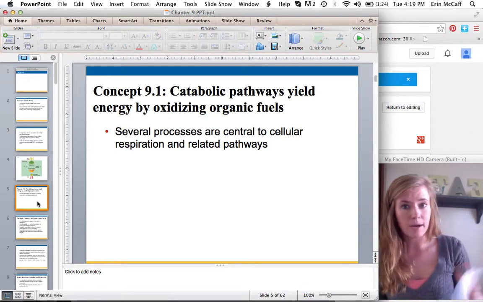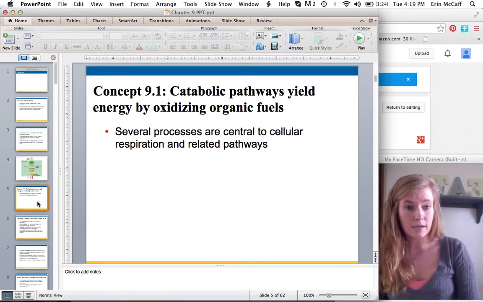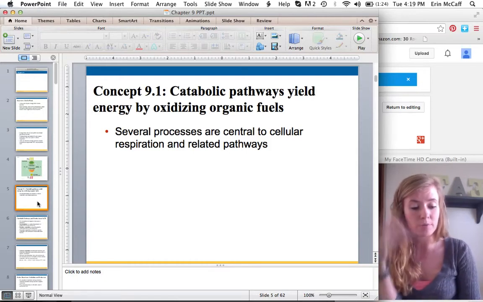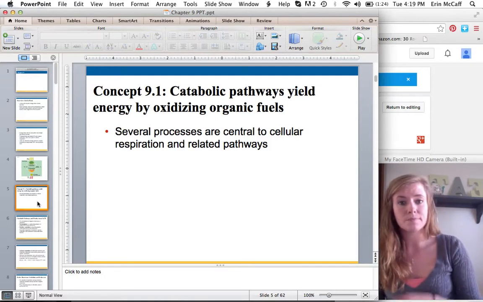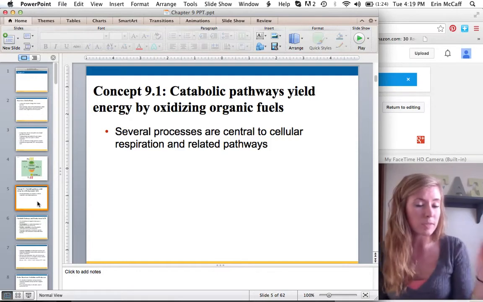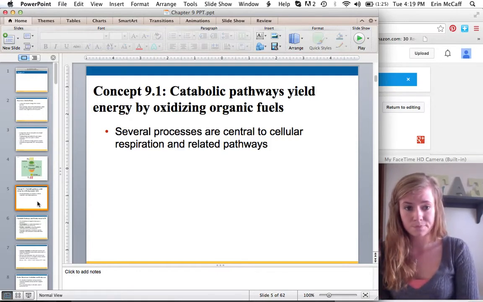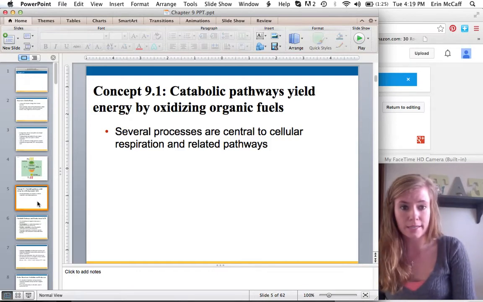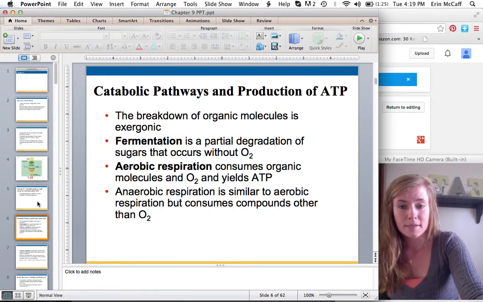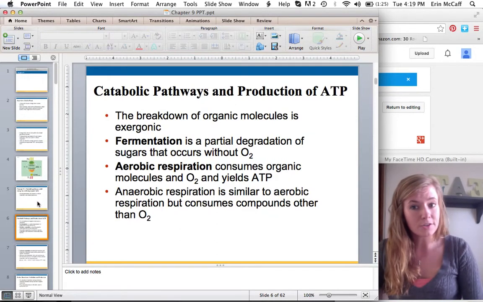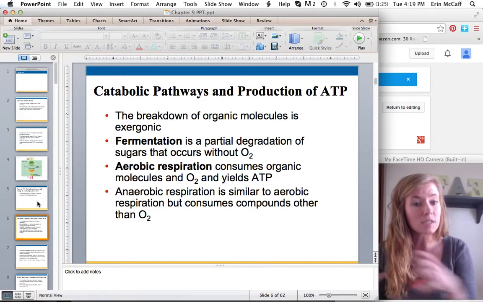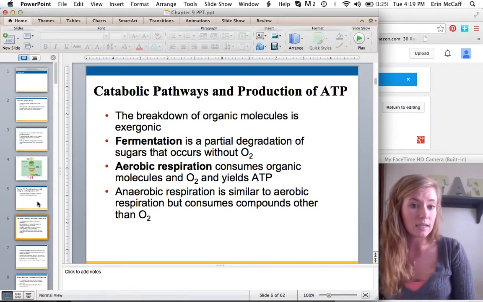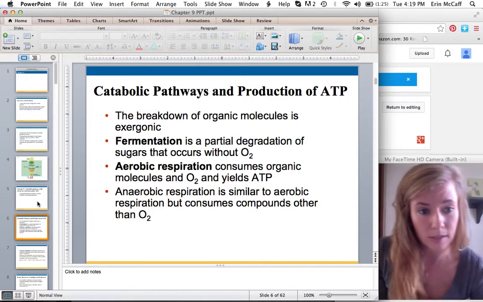Chapter 9.1 talks about how we make energy from these catabolic pathways. Remember, catabolic means breaking down. And so we oxidize organic fuels. We're going to need to talk about what oxidation means, because we're going to talk so much about oxidation and reduction in this chapter. Several processes are central to cellular respiration and related pathways, and one of them is oxidation. The breakdown of organic molecules is exergonic, which you guys should know, right? We're breaking things down, so it's releasing energy. It's increasing entropy because we're making more small things, which is less ordered, and we're releasing heat into the universe, which is increasing entropy as well.